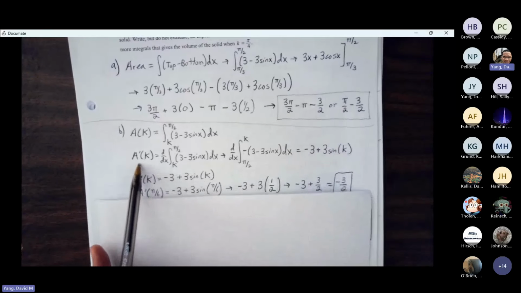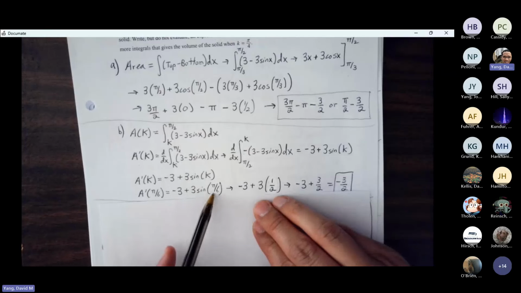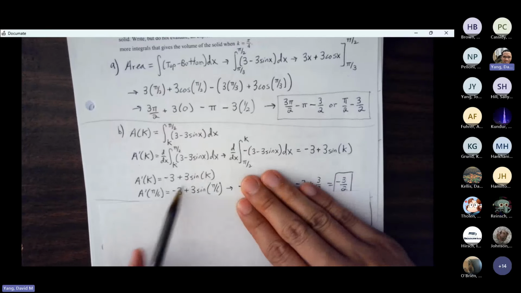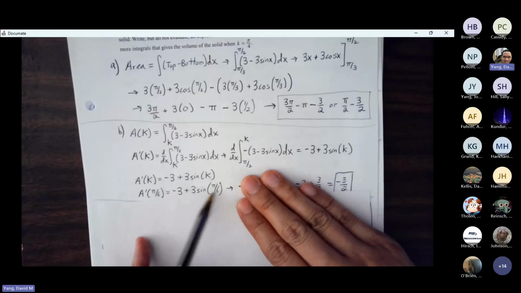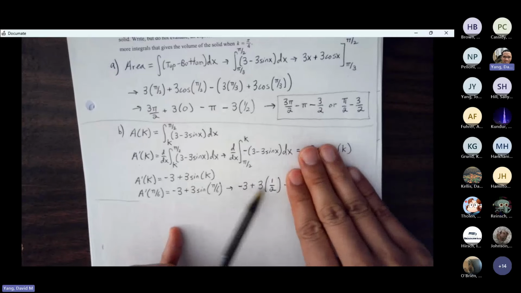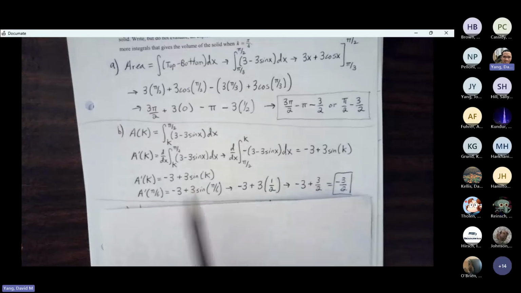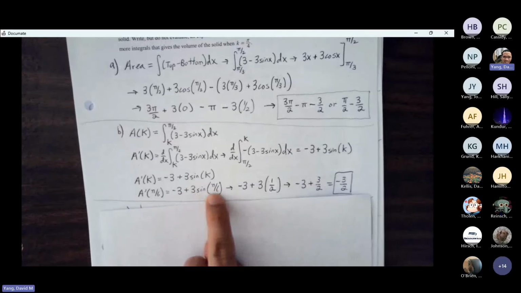And now I just want to find what is A prime of pi over 6. Replace pi over 6 in for k. So -3 plus 3 sine of pi over 6. I can't leave my answer in this form. I got to go one step further. I got to resolve this unit circle value. So sine of pi over 6 is 1/2. So you can leave your answer like this, -3 plus 3 times 1/2, or you can go all the way down to -3/2. But we have to go one step further beyond this. We can't just stop here.